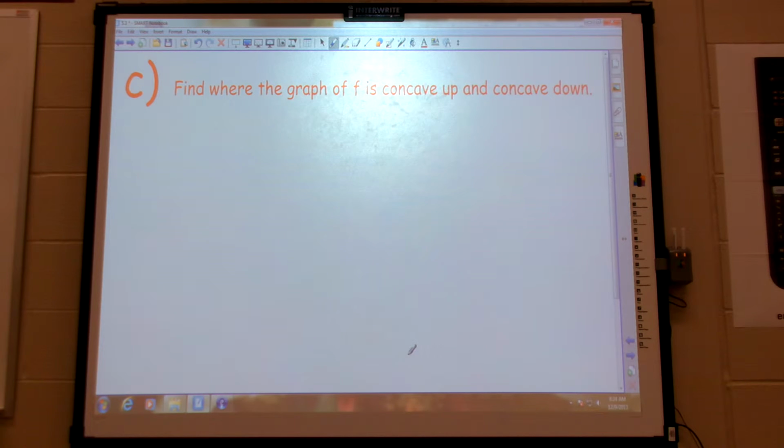Find where the graph of f is concave up and concave down. So what am I doing here? Concavity. The concavity test. Which means the second derivative.